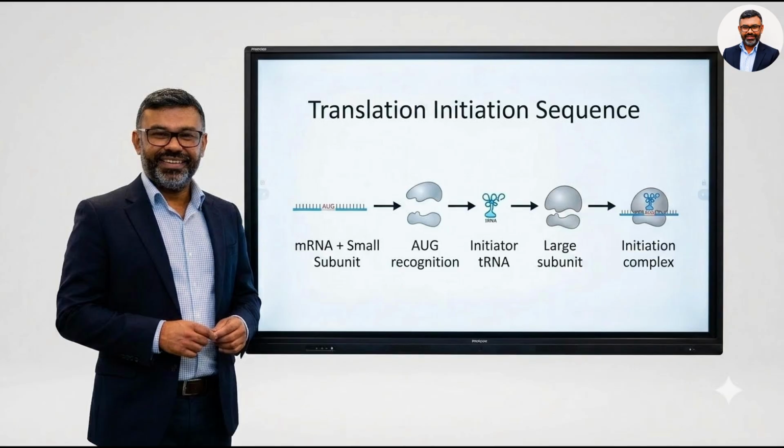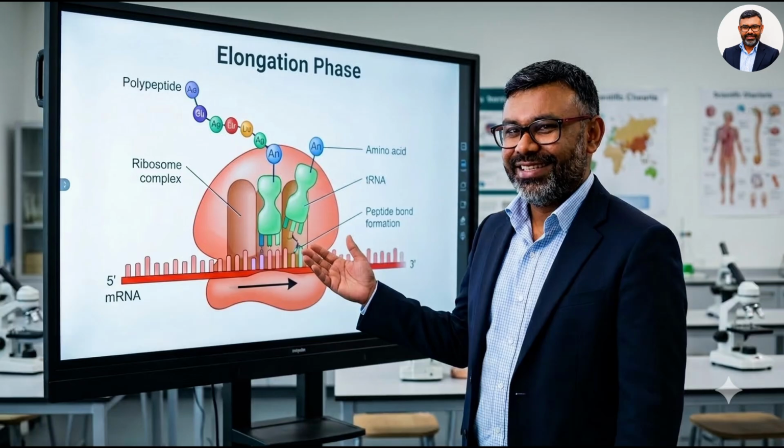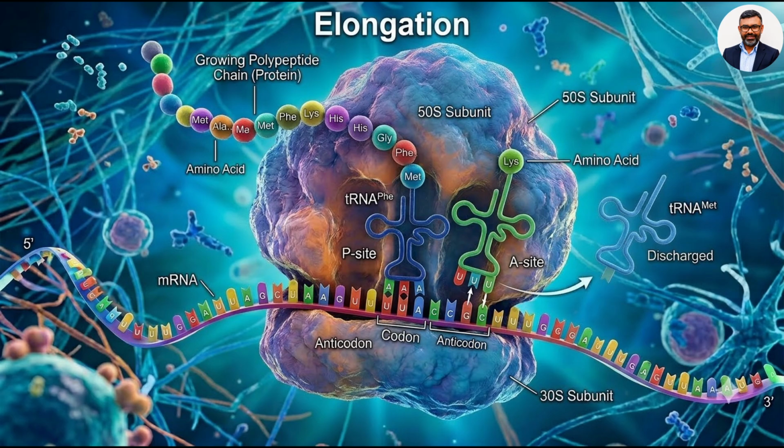At this point, the mRNA, ribosome, and initiator tRNA are correctly positioned, and the translation machinery is ready to add the next amino acid. This leads us to the next stage, elongation. After initiation comes the elongation stage, during which the polypeptide chain grows one amino acid at a time. A charged tRNA enters the ribosome, and its anticodon pairs with the appropriate codon on the mRNA. The amino acid carried by this tRNA is positioned close to the growing chain.